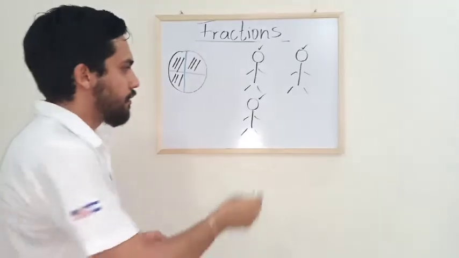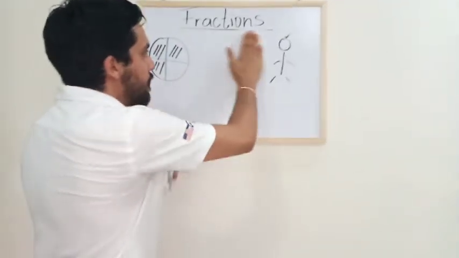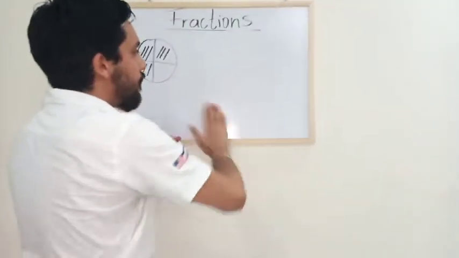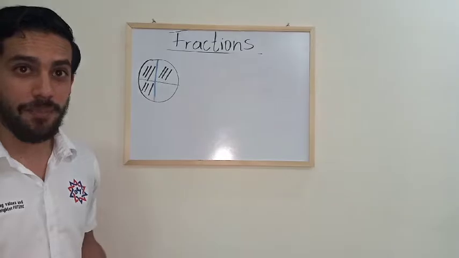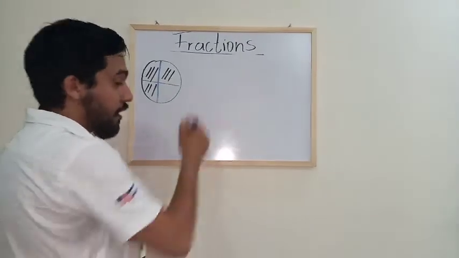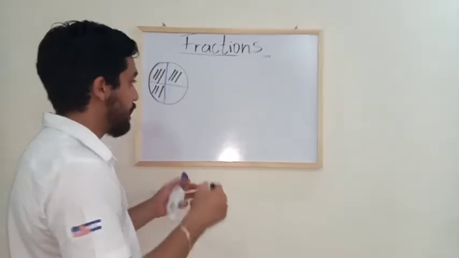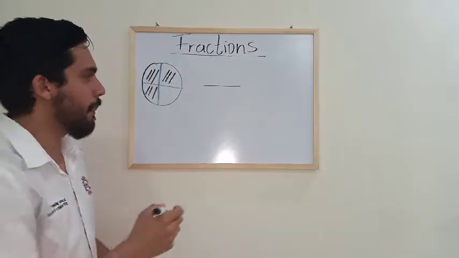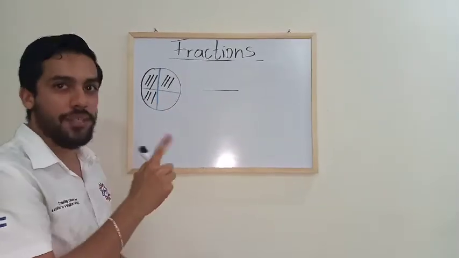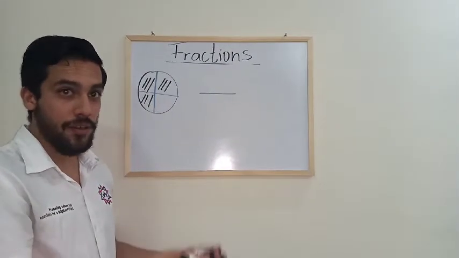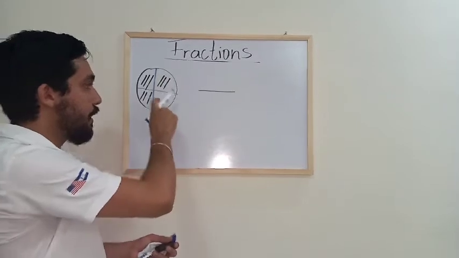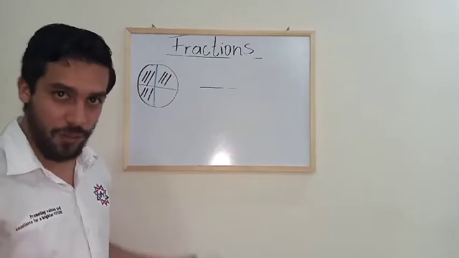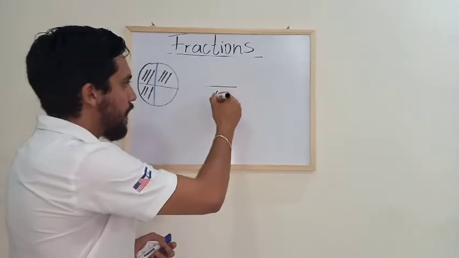All right? And you might be wondering, how do we write that in numbers? Well, it's very simple. We're gonna do this. Okay, so we write this fraction bar, and then we need to count how many pieces are there in all. In this case, there are 1, 2, 3, 4. There are 4 pieces in all, right? So we're gonna write 4.